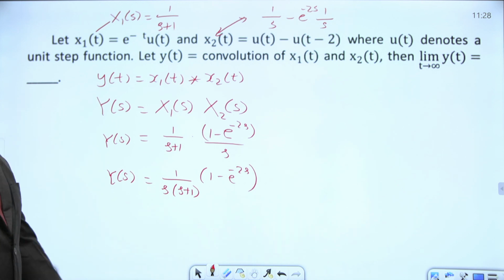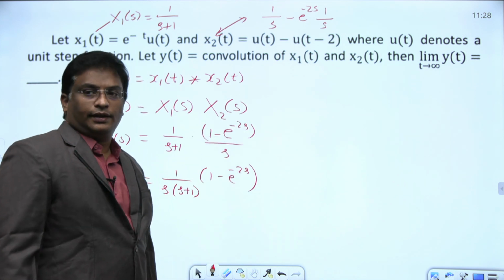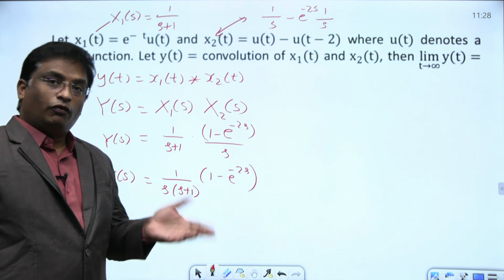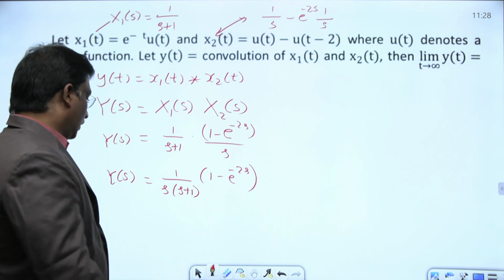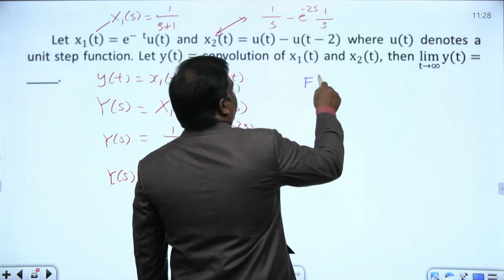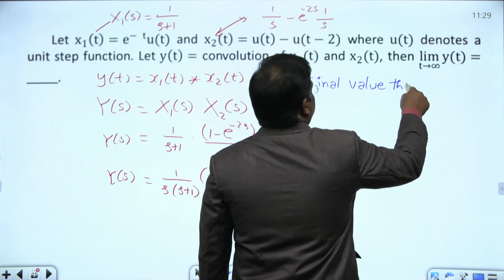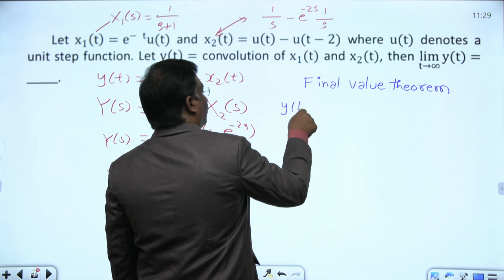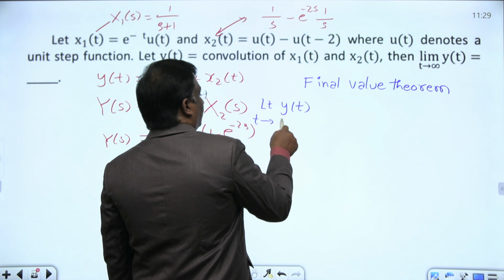But what they are asking us to determine is y of t as t tends towards infinity, and we only know the information about y of s right now. We know one property or theorem called the final value theorem. What is the final value theorem? I can calculate y of infinity as the limit t tending towards infinity of y of t. It will give the final value.